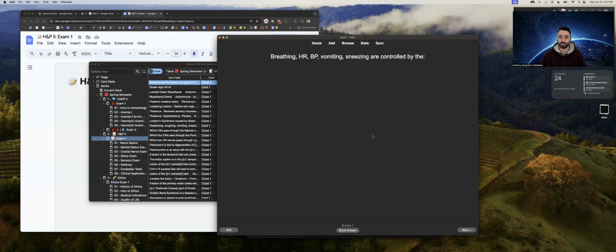Breathing, HR, BP, vomiting, sneezing. This is the medulla.